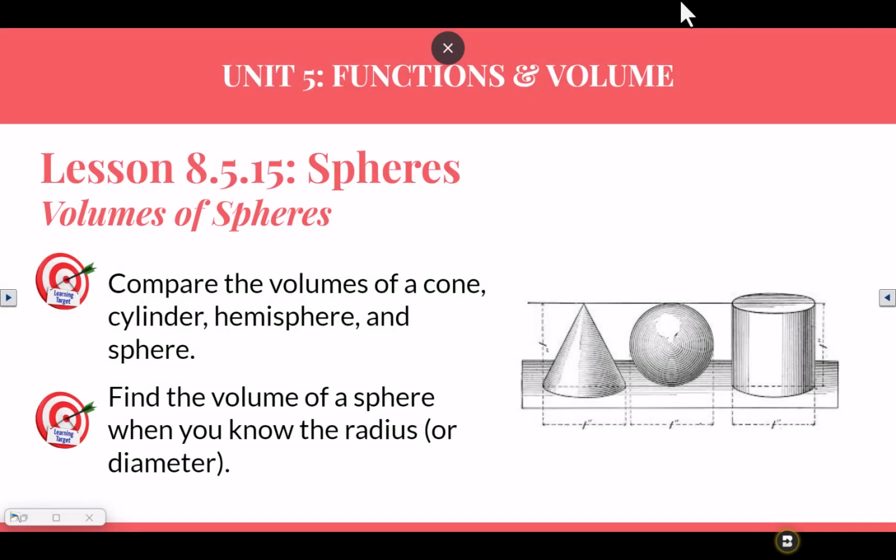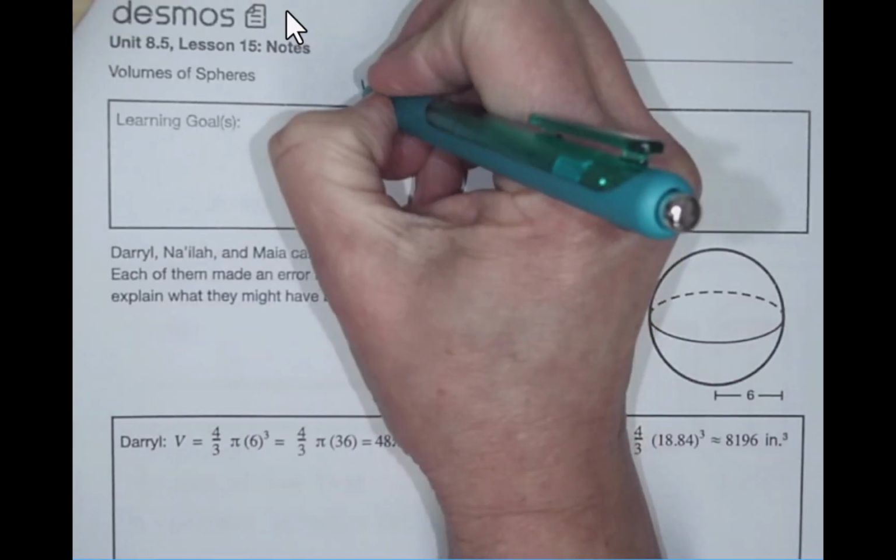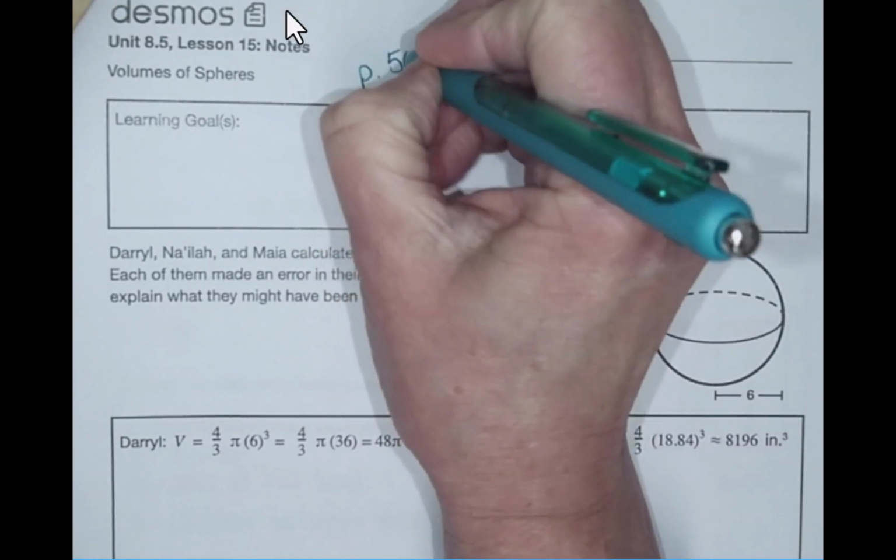Lesson 8.5.15, Spheres, Volumes of Spheres. In this lesson, we'll compare the volumes of a cone, cylinder, hemisphere, and sphere. We'll also find the volume of a sphere when you know the radius or the diameter. All right, big finish to our unit. We're on page 56.